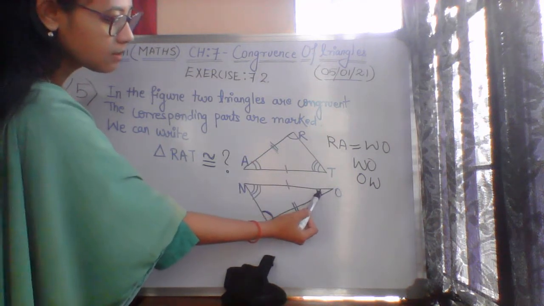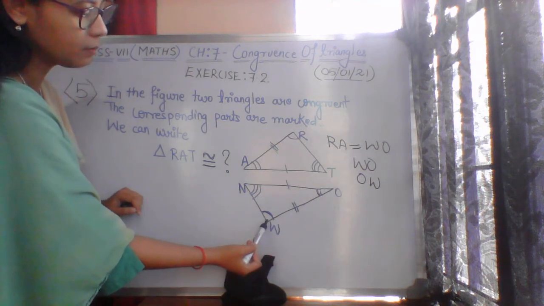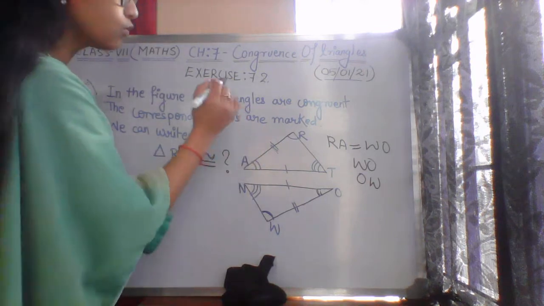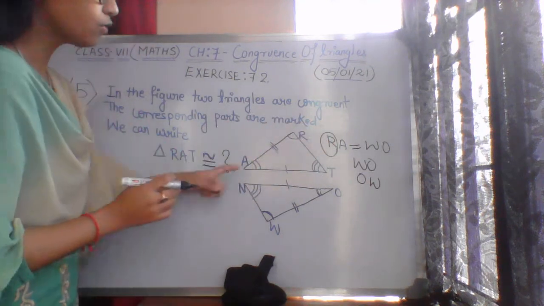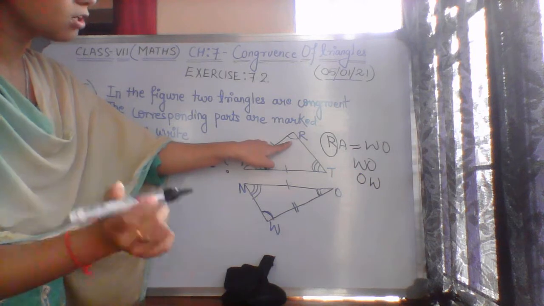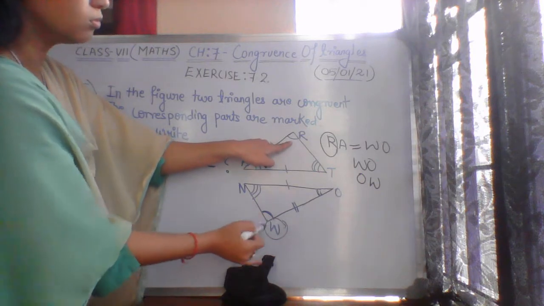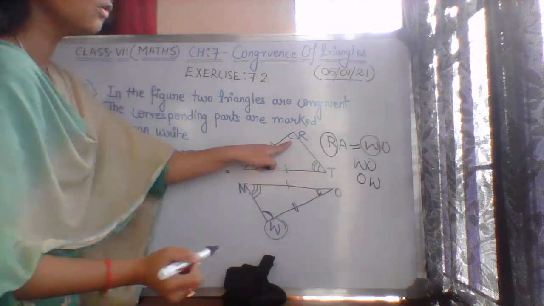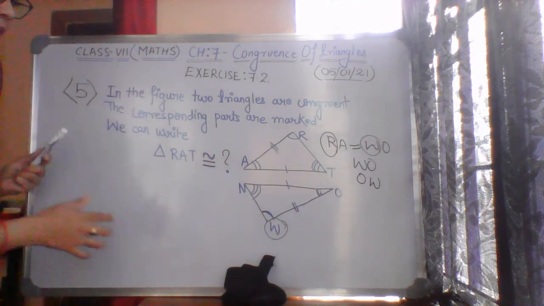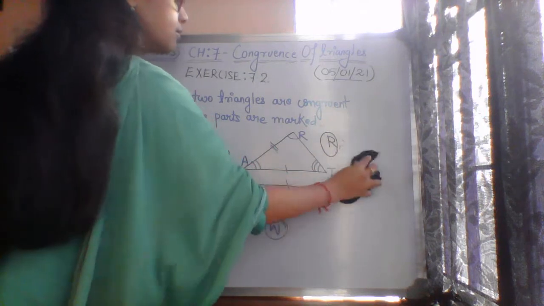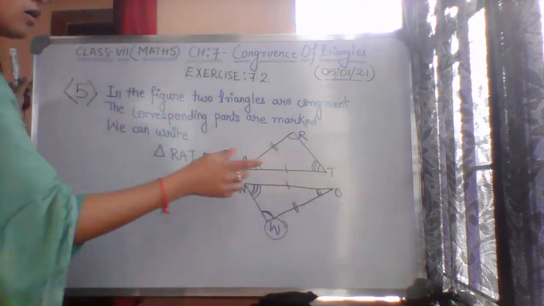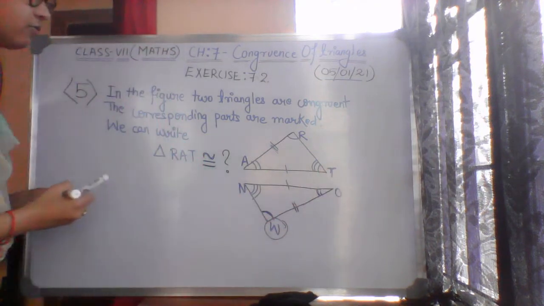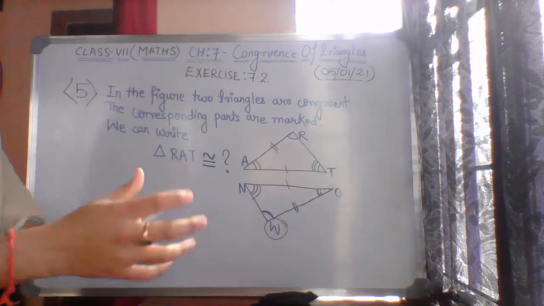It is from this angle to this angle. If you consider angle R, it is equal to which angle over here? W. So if you are writing R first, you have to write W first. You cannot write O first. You may require this when you write the congruency. You have to maintain the order. It will be very good if you maintain the order.